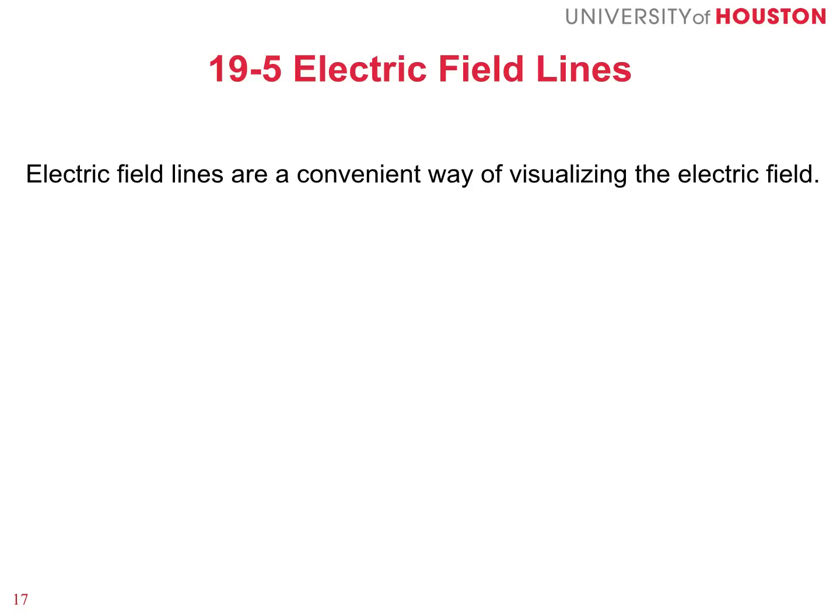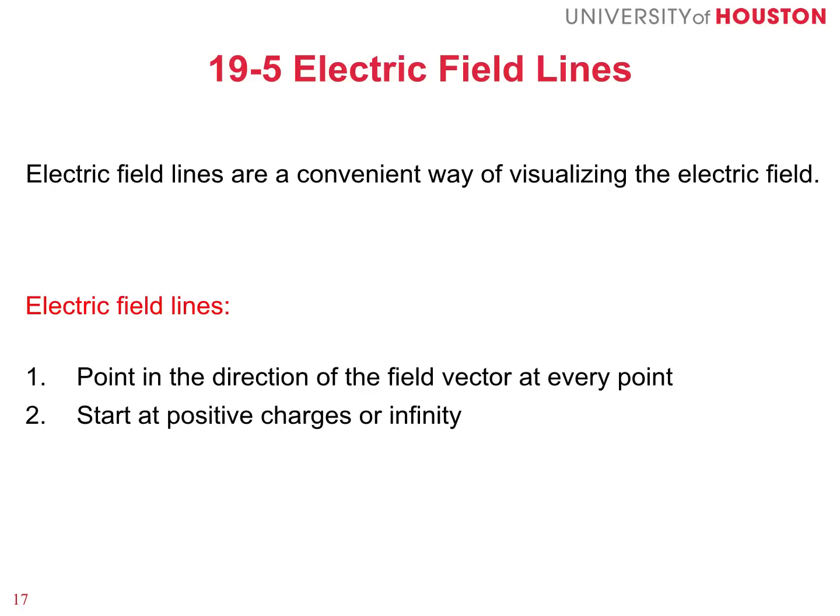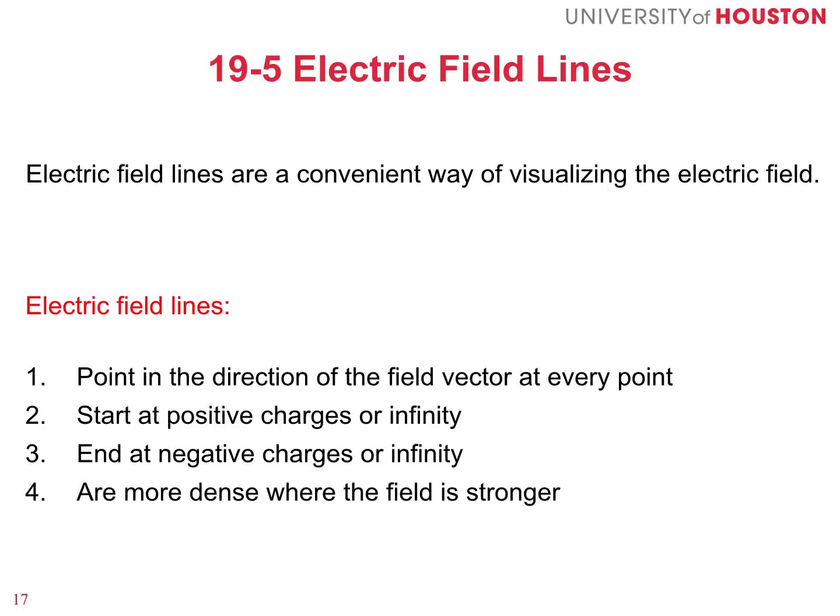Now, we use electric field lines to help us visualize the electric field, and as we'll see later, they can tell us a couple of things. They can tell us obviously the direction of the electric field, and they can also tell us the strength of the electric field. An electric field line will point in the direction of the field vector at every point. They start at positive charges or infinity, and they end at negative charges or infinity. The more dense the lines, the stronger the field.